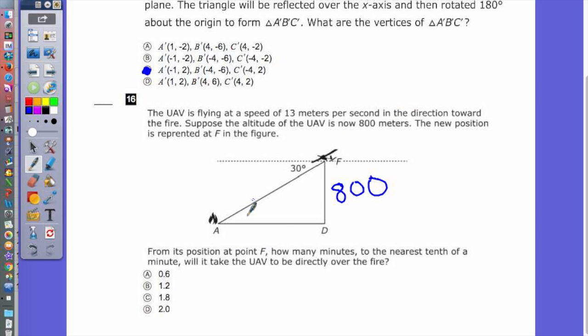Let's figure this out, by the way. If it's 13 meters per second, and we want to know how long it's going to take in minutes, how many meters is that per minute? What's 13 times 60? Is it 780? Yeah. I'm going with Camelia. It's 780. She's been vindicated by the calculator.